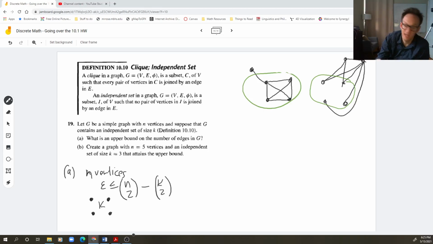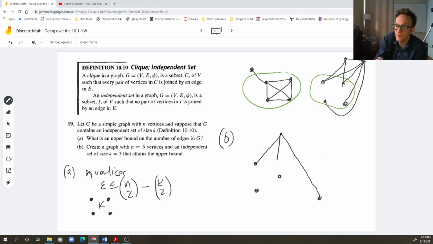Okay, and finally, part B just asks you to do it. Suppose you have a graph with 5 vertices and an independent set of size 3 that attains that upper bound. Well, this would mean that there are these 3 people that are not friends with each other. Then there are these 2 people which are friends with each other and also friends with all of these people. So I kind of screwed this up slightly, but that's fine.